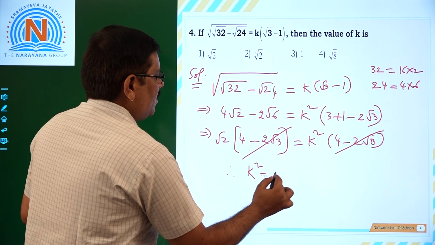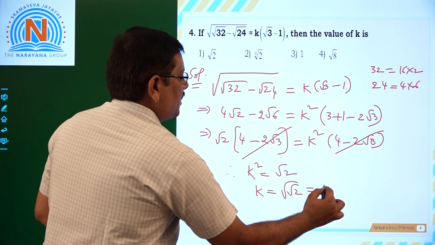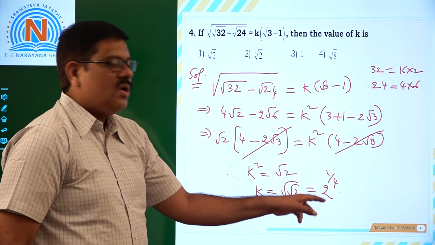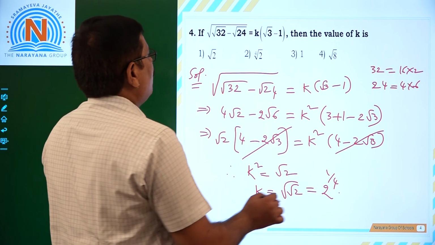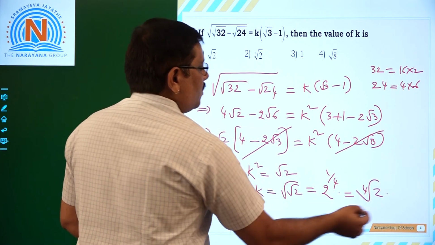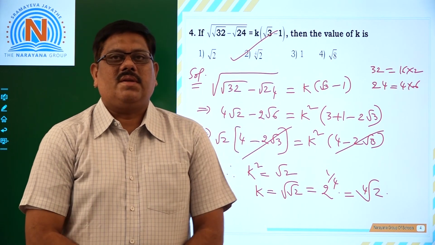Therefore, k square is root 2. Then k will be root over root 2, that is 2 to the power of 1 by 4. So the k value is 2 to the power of 1 by 4, which is otherwise said to be 4th root of 2. In the given options, the second option is 4th root of 2. So that is the answer for this question.